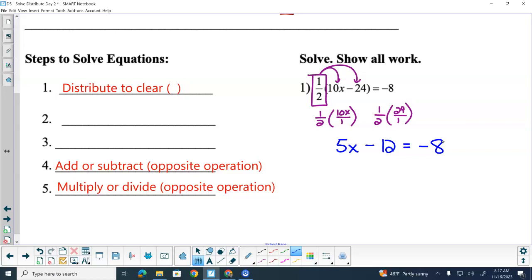So we did step 1, we cleared off our parentheses. Now what would we do next? Add 12 to both sides. Add to clear. Okay. So then that's going to give me, oops, I forgot to cross out. That's being gone. So then that's going to be 5x equals 4. Positive 4 or negative 4? Positive 4.